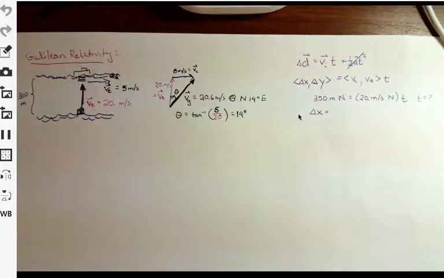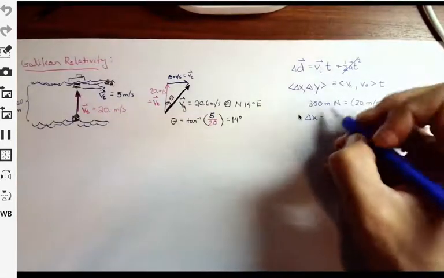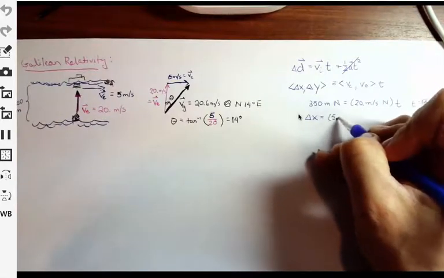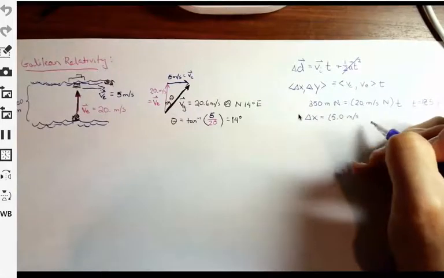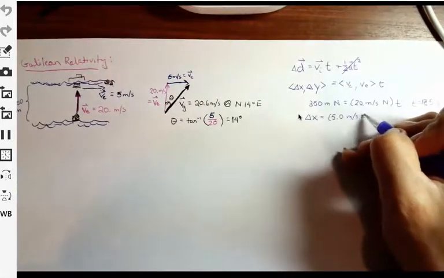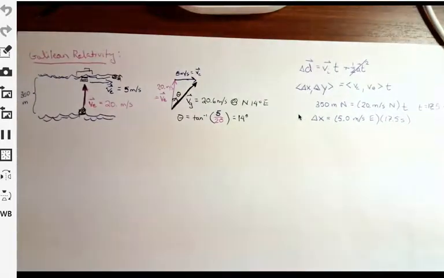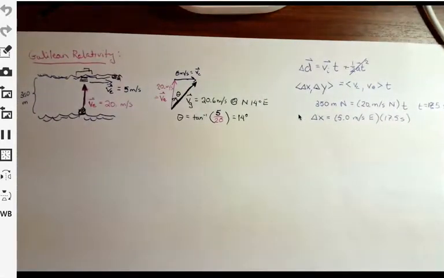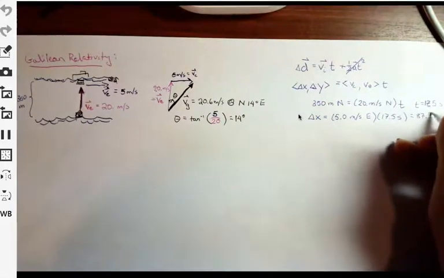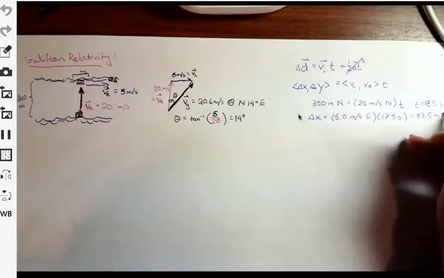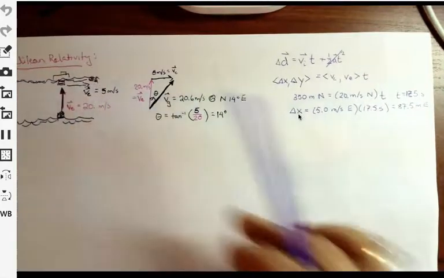It should take you 17.5 seconds to cross the river, and if you're going 5, like I said, I'd give you another sig fig, meters per second east for 17.5 seconds, then that should put you a whopping 87.5 meters downstream to the east. Well, you're lucky the rock started at 100 meters, but you don't want to be lucky.